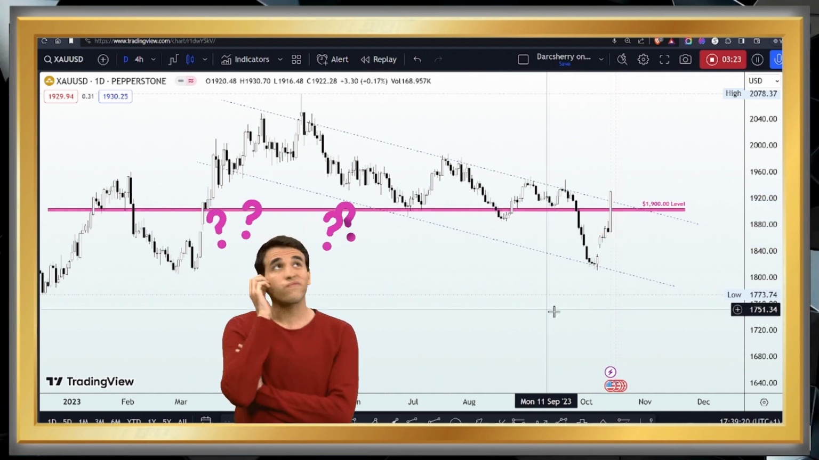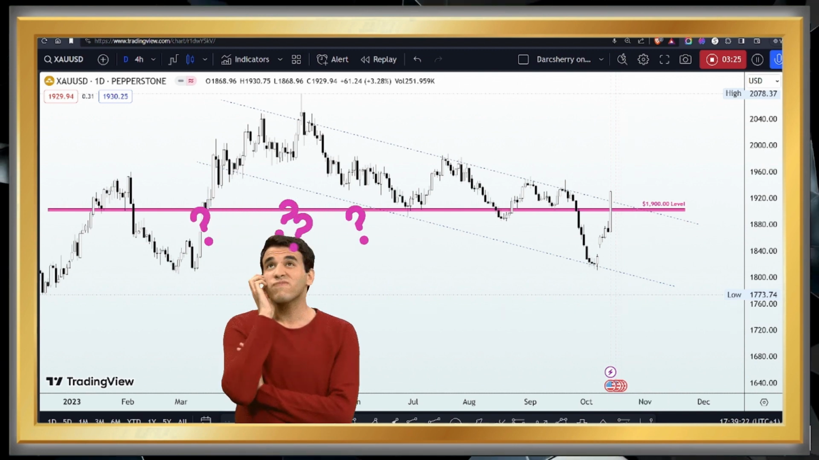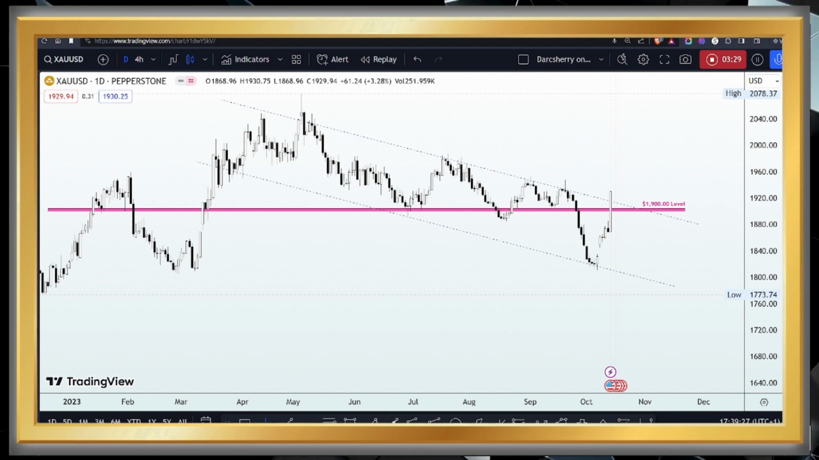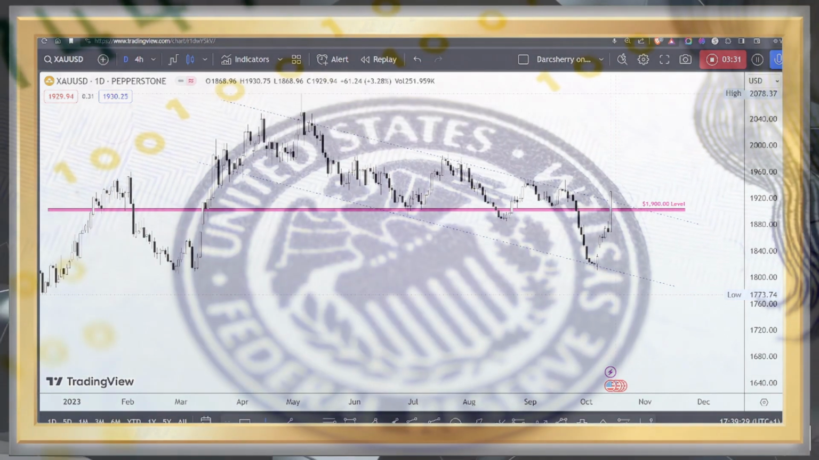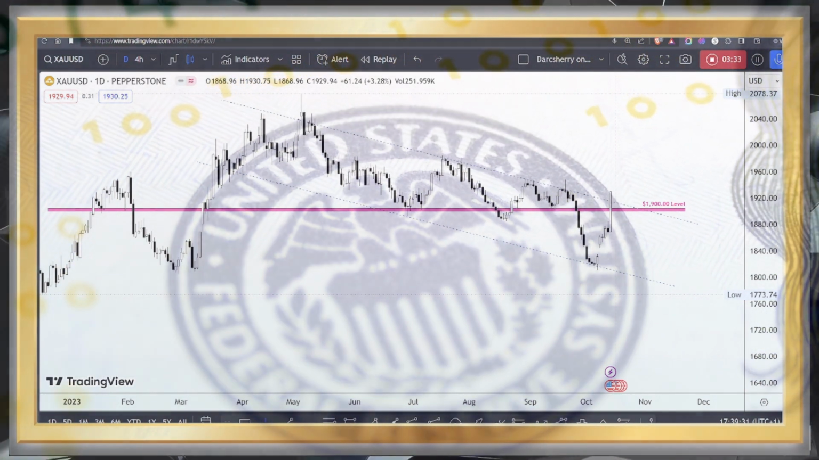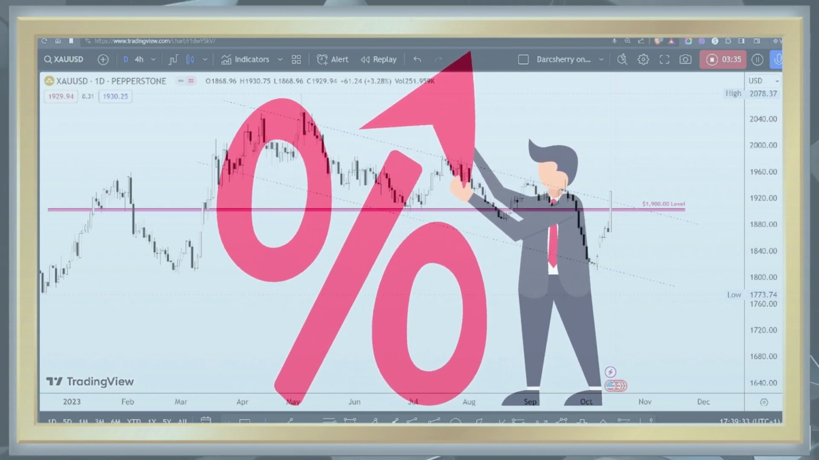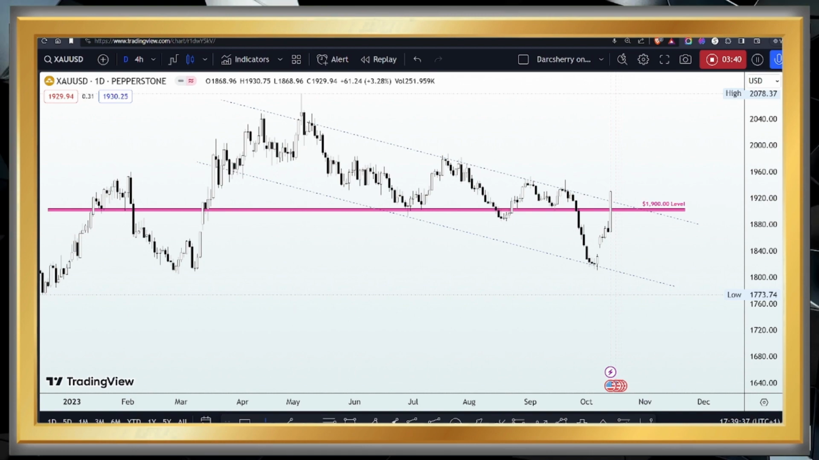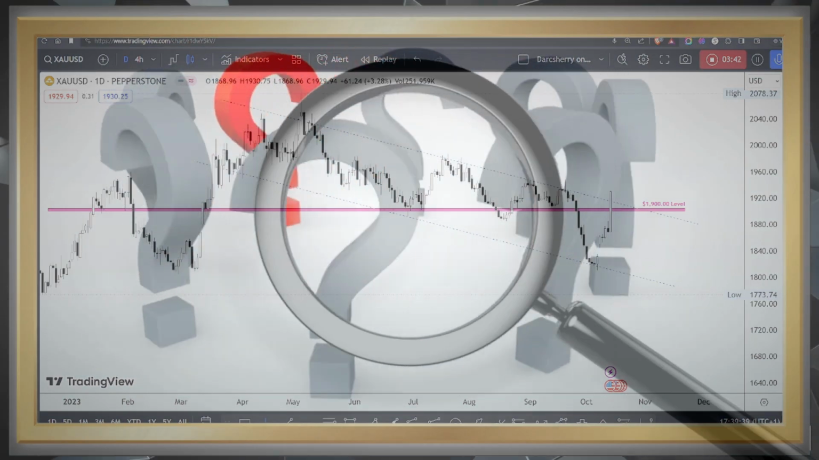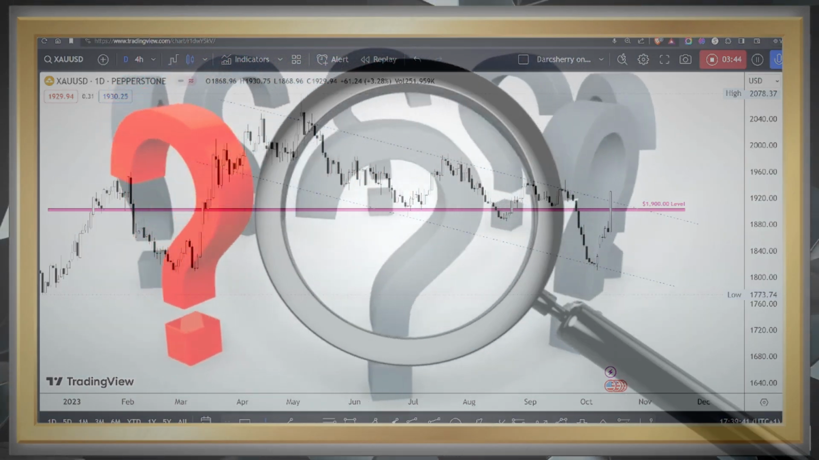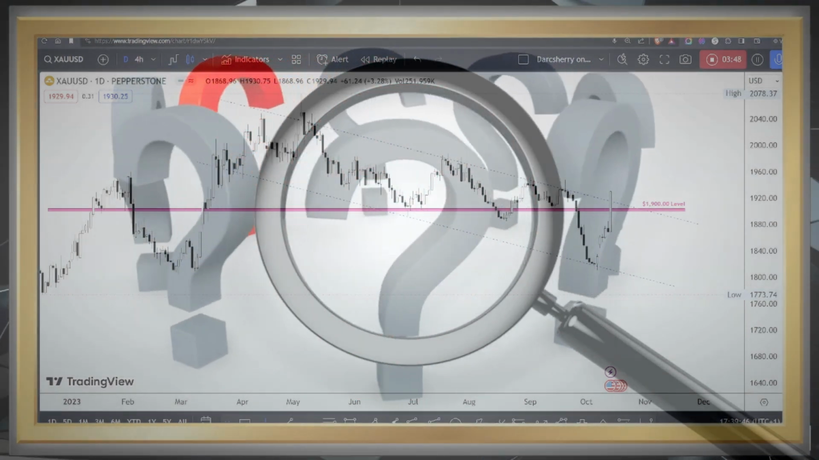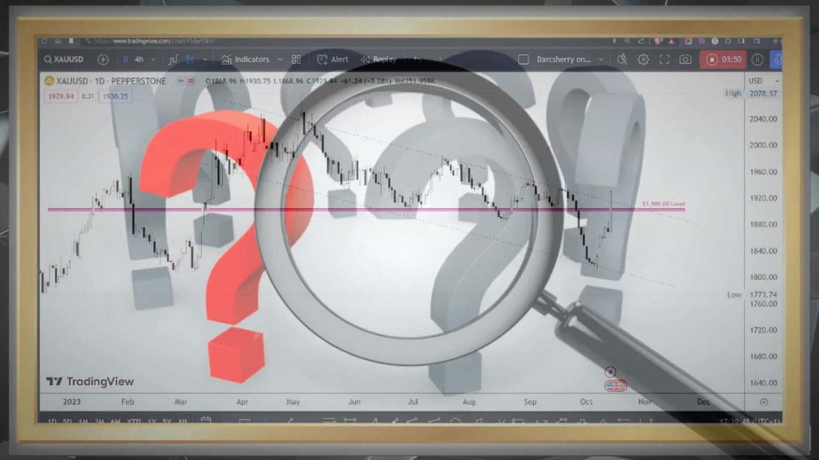Now, what is fueling this optimism here? Well, it is a combination of deepening tension between Israel and Hamas and the growing consensus that the Fed might hold off on further interest rate hikes this year. This has led me to adopt a bullish bias, but there is the $1,000,000 question. Where will this momentum lead us? When will it happen? And how?